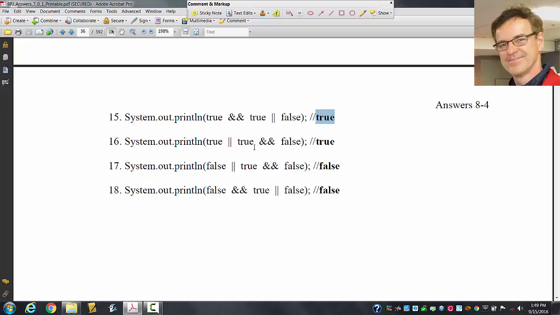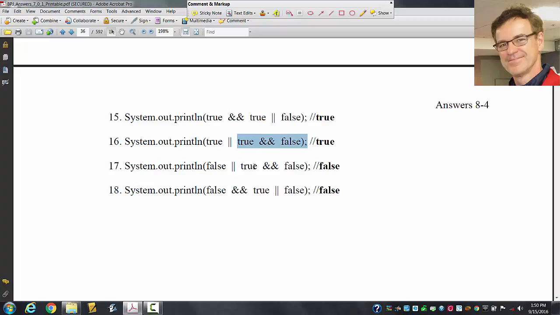16. Okay, we do our and first. So true and false make a false, and true or false makes true. So the left side of this or is true, therefore the whole thing is true. If you don't follow order of operations here, you're going to get the wrong answer, aren't you? True or true, if you do that first, gives you true, and true and false, both sides of the and are not true, so it gives a false. So you've got to know order of operations for that one or else you get the wrong answer.